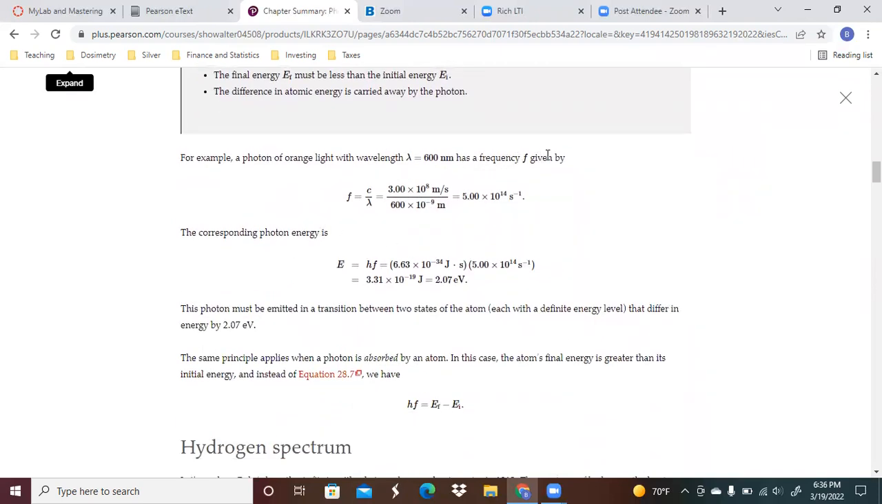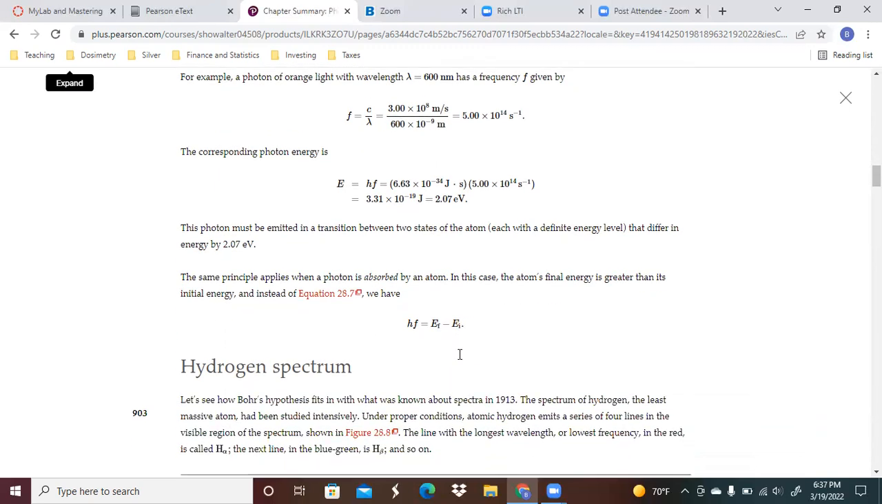In this example, if you've got a photon of orange light with a wavelength of 600 nanometers, you can go through and figure out its frequency. Once you know the frequency, and you know Planck's constant, you can determine the energy, which you can convert from joules to eV, because at this level, measuring it in joules is too large a unit. The electron volt is a scaled-down unit of energy that's much smaller, and that's something we can use for cases like this.